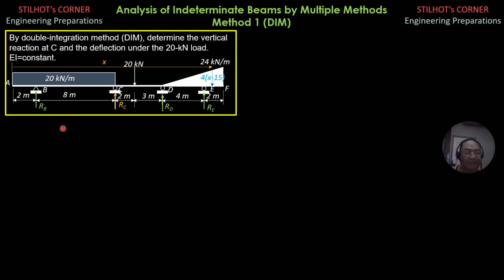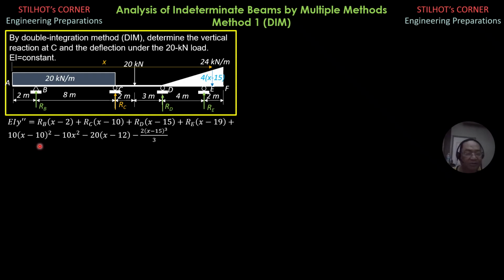So we now set up the differential equation of the elastic curve. EI y double prime equals the moment in this section in general. Let's have one moment equation. So EI y double prime equals R_B times (x minus 2) plus R_C times (x minus 10) plus R_D times (x minus 15) plus R_E times (x minus 19). Then plus, imagine we have an extended load here of 20, so 20 times (x minus 10), with moment arm (x minus 10) over 2. So that reduces to 10 times (x minus 10) squared.